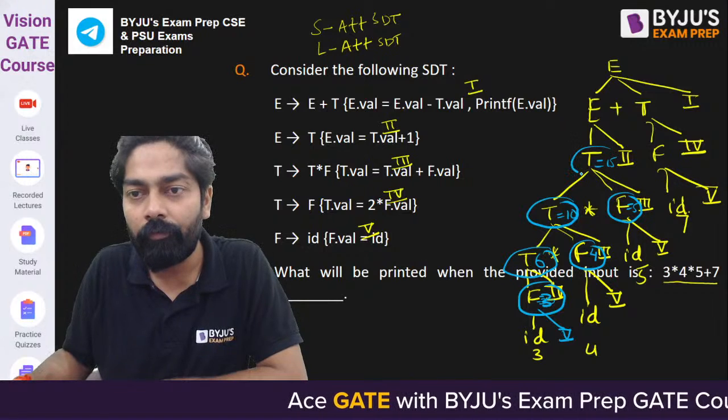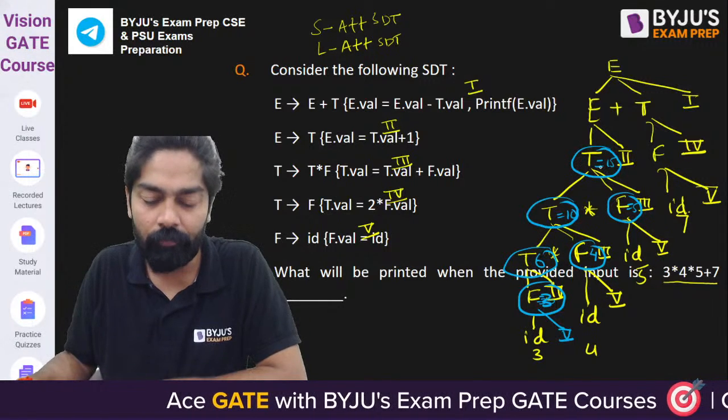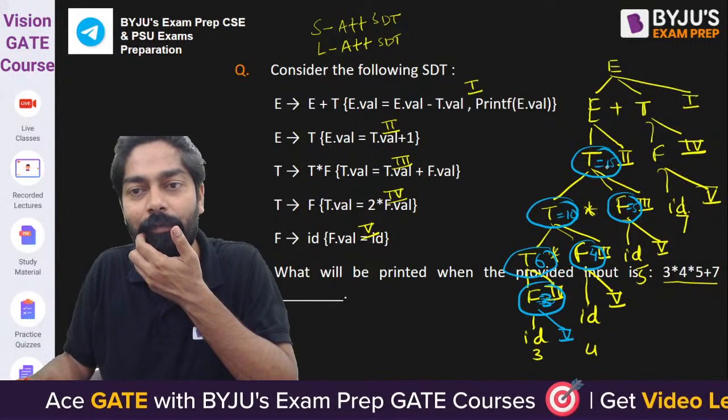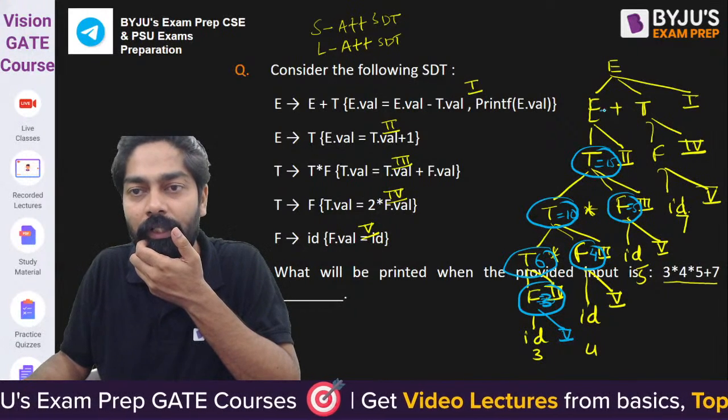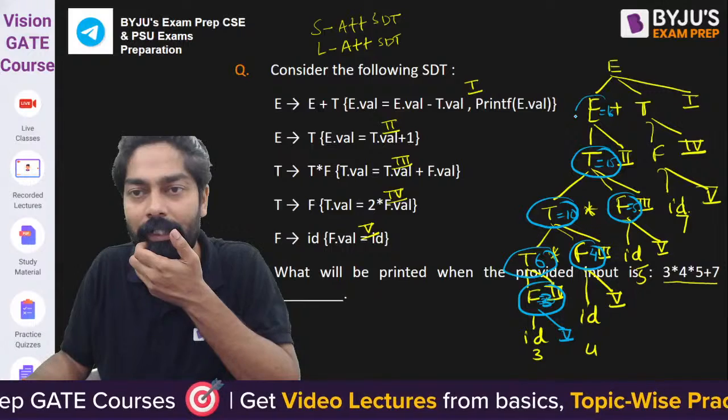So here we have 15, my dear friend. Now what about this one? Can you please tell me? It is the second one, which means 15 plus 1, so it is 16. So I will store 16 at the root, at this internal node.